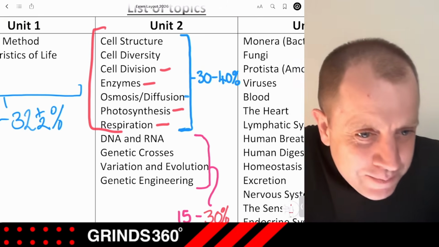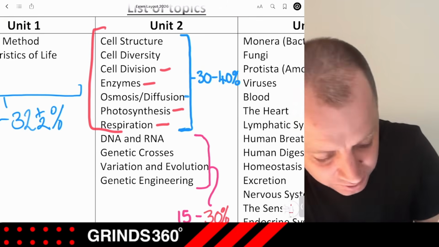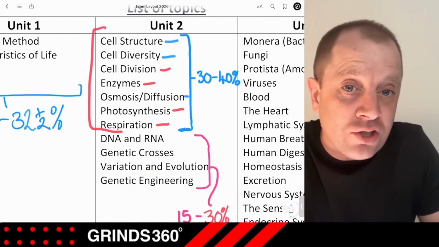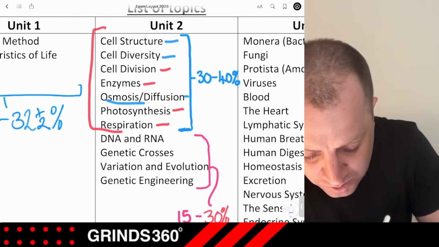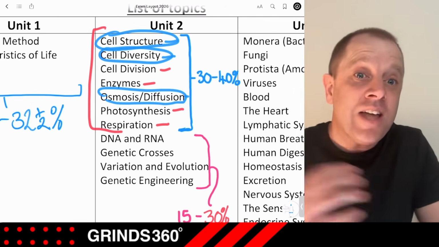Now today, we're going to do, I'll put it in blue here, cell diversity, cell structure, and we're going to do osmosis diffusion. So we're going to do these 3 chapters today, and then that's it.